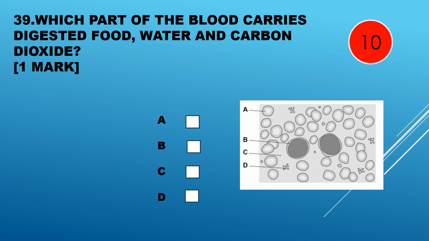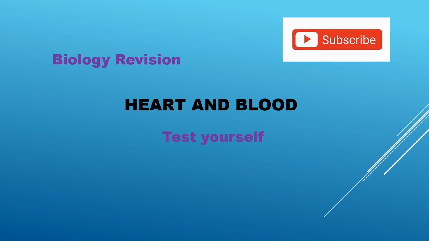Question 39. Which part of the blood carries digested food, water and carbon dioxide? Digested food, water and carbon dioxide are carried in the plasma, which is label C.